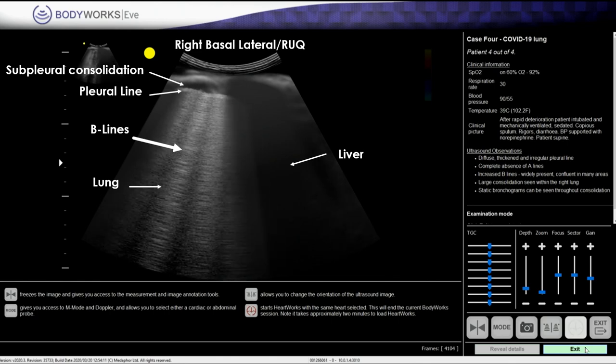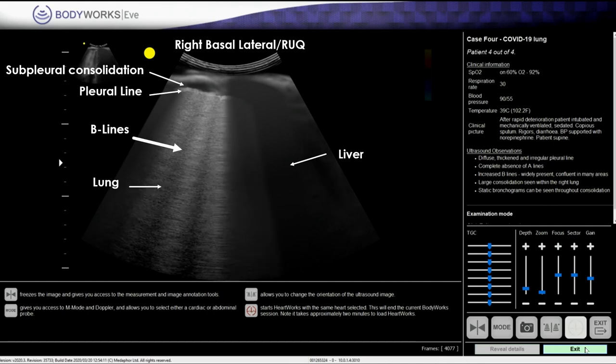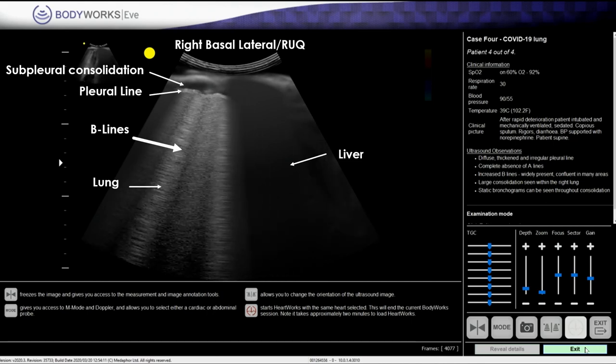This is a basal lateral scan. You've got some subpleural consolidation up here. You've got some B lines. There's some lung in there somewhere, but it's kind of hard to see.